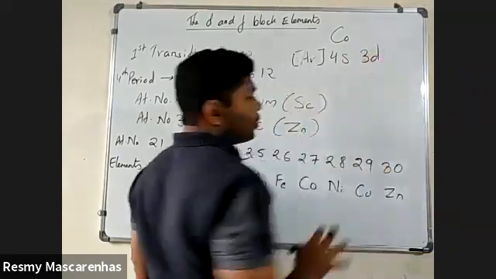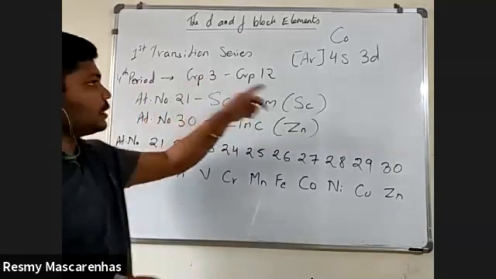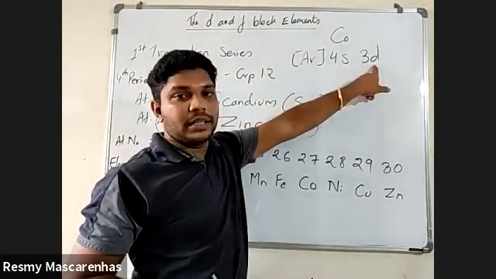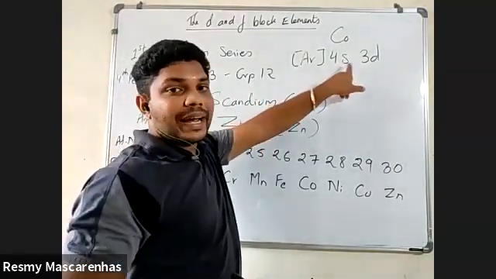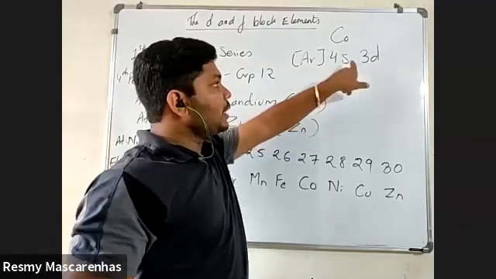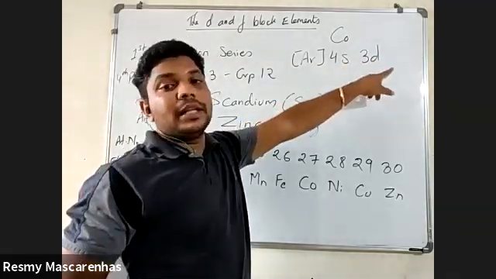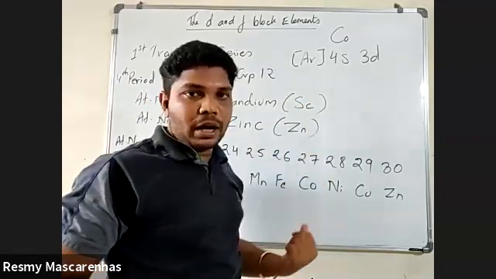4s3d. Always remember, in the first transition series, this is the electronic configuration. Now how many electrons are there in the 4s? How many electrons are there in the 3d? That you have to count.